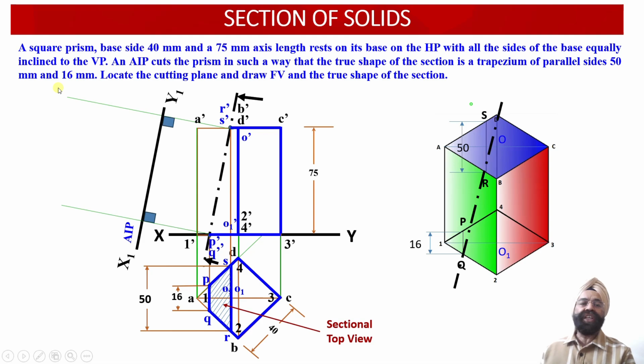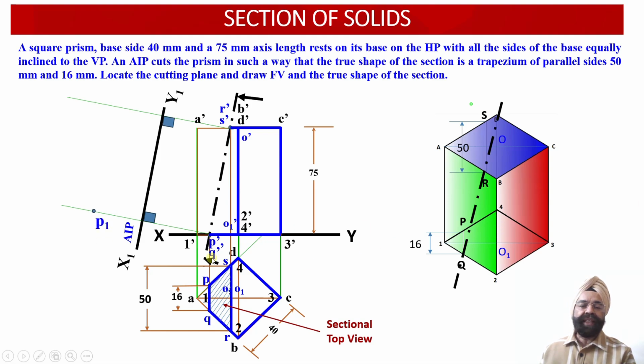These projections will represent the auxiliary top view projections of the cut section, and they will provide us with the true shape projections corresponding to this cut section. Why? Because this cutting plane happens to be parallel to this AIP. So the auxiliary plan projections obtained on AIP X1, Y1 will provide us with the true shape projections of the cut section. Now let us evaluate all of these 4 points.